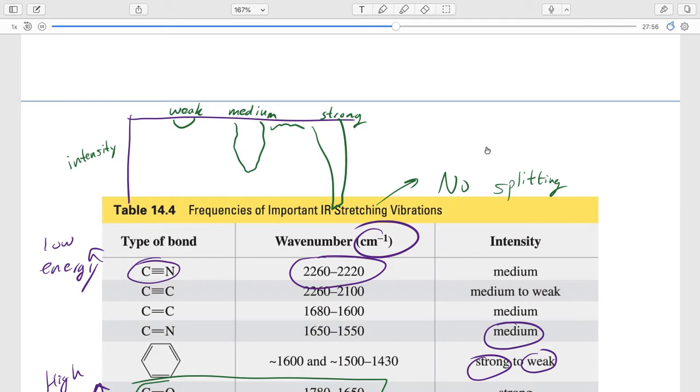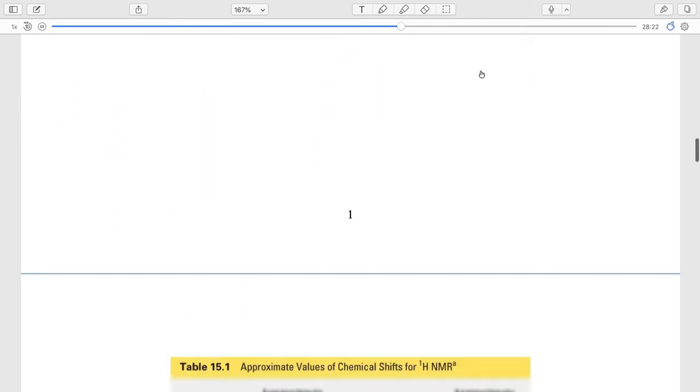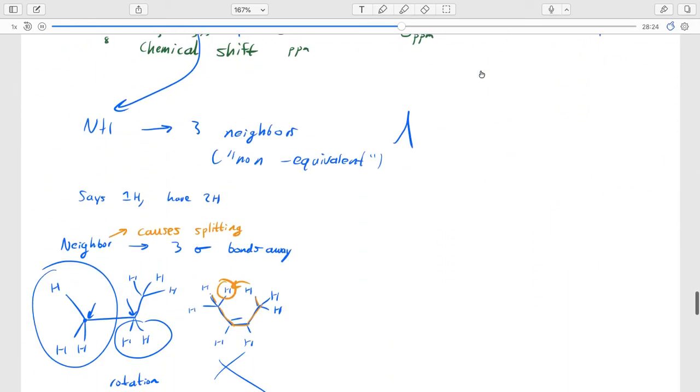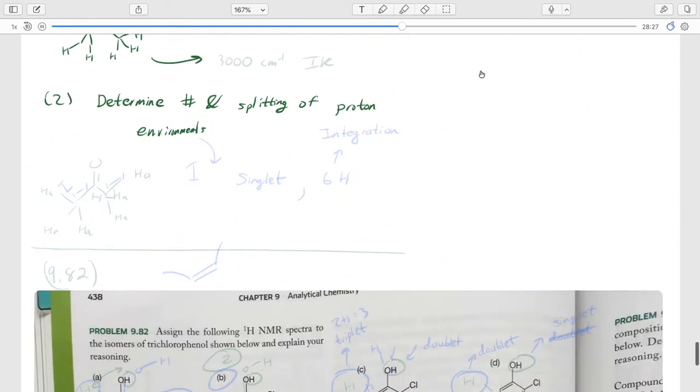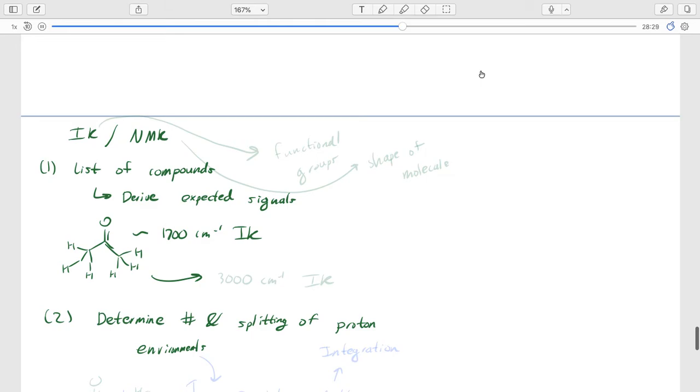The intensity has to do with the strength of the vibration itself. But the intensity, how tall or how wide the IR band is, has nothing to do with how many bonds are experiencing it. So this one, we looked at that. CH, this is just acetone, which is a pretty simple example. That's about 3000 inverse centimeters on the IR.